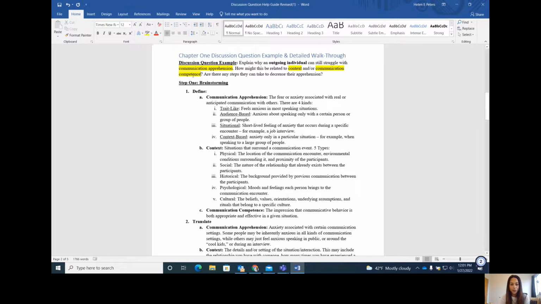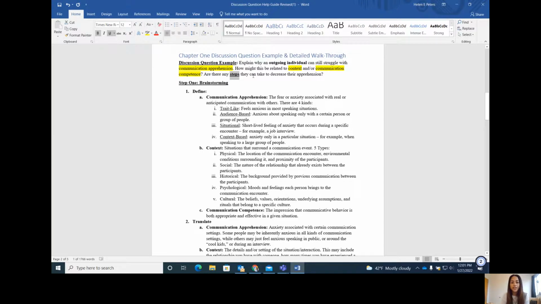Then I would read the last question. Any steps they can do? The teacher didn't tell me the concept they're talking about, but "steps" makes me think you're talking about a concept, or you want me to find something else in the chapter. So I'm going to bold and underline that.